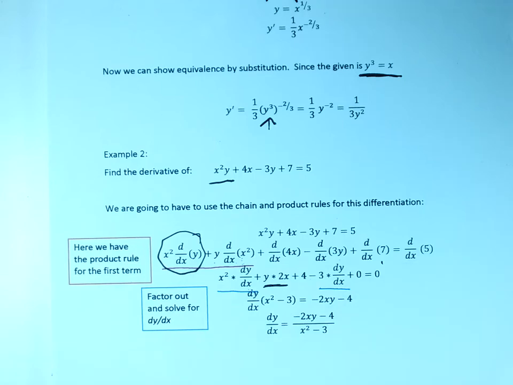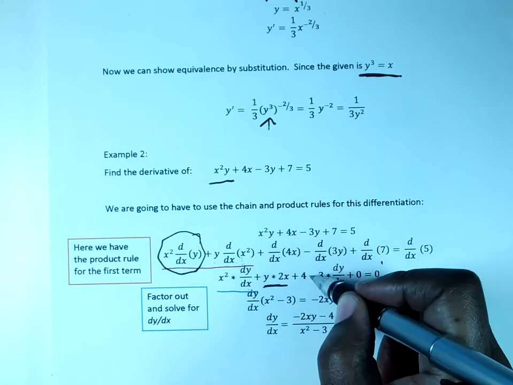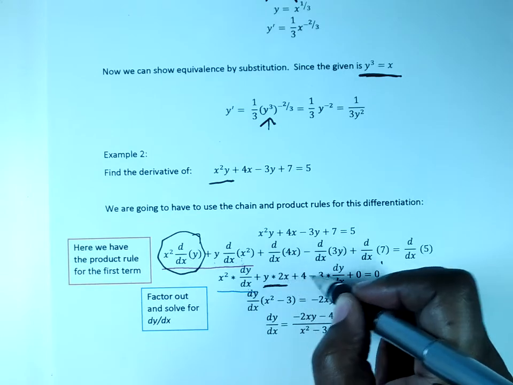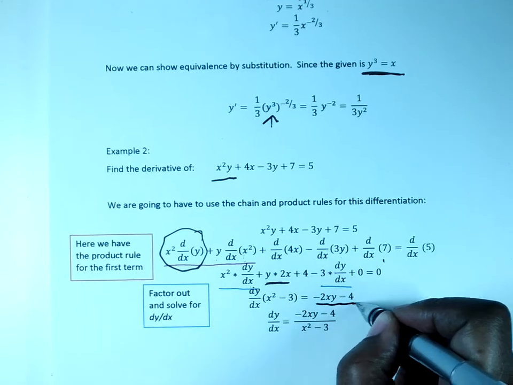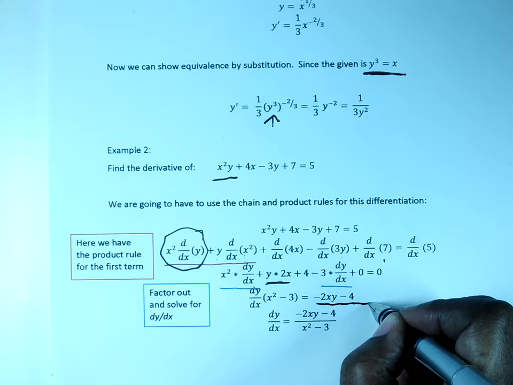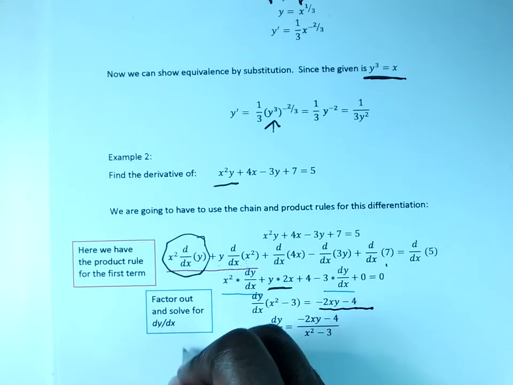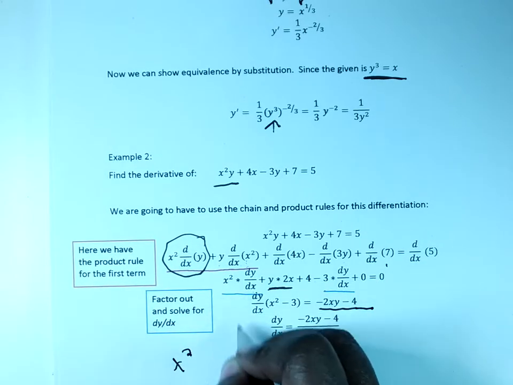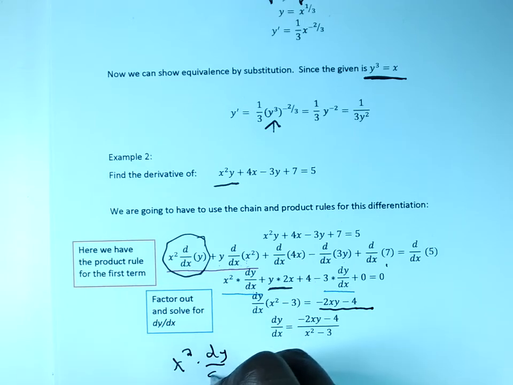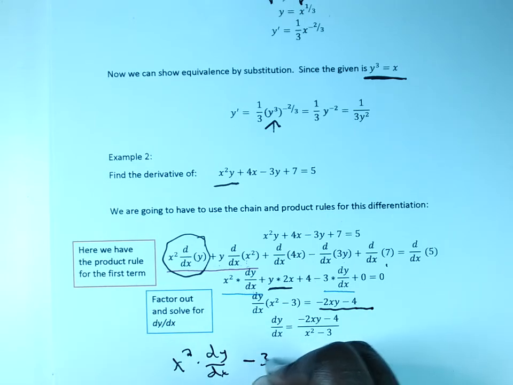My next thing is I can't leave it like that. I need to solve it for dy/dx so I can actually know exactly what the derivative is. So we're going to subtract this 2xy and the 4. It came over to the right hand side. And then I have these two terms, and I'm going to write it here. I had the x squared times dy/dx, and then I had the 3 times dy/dx.